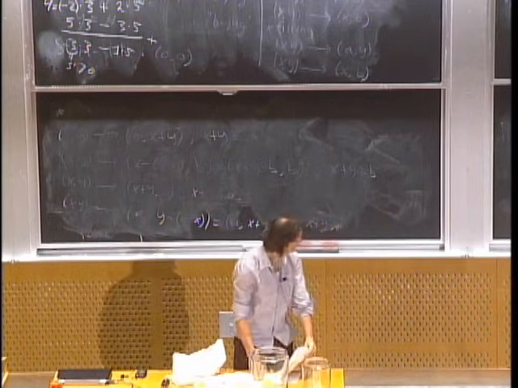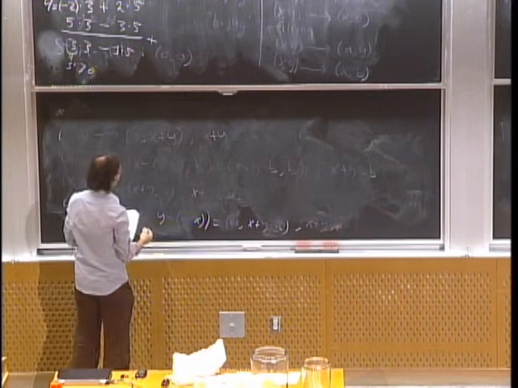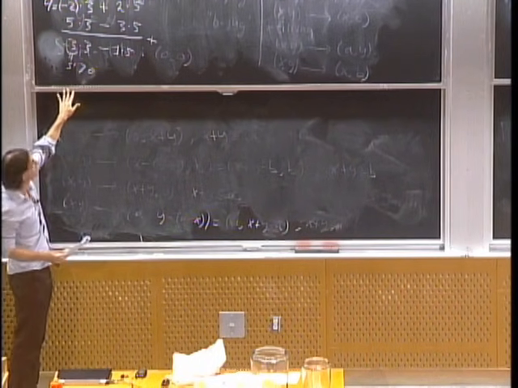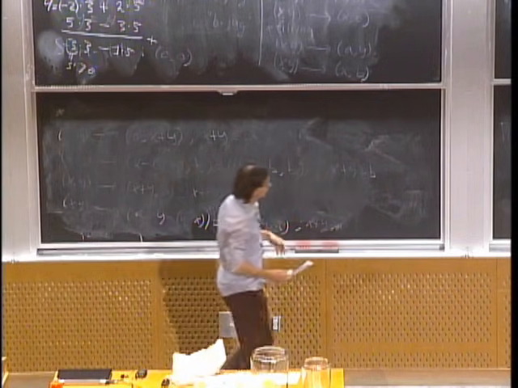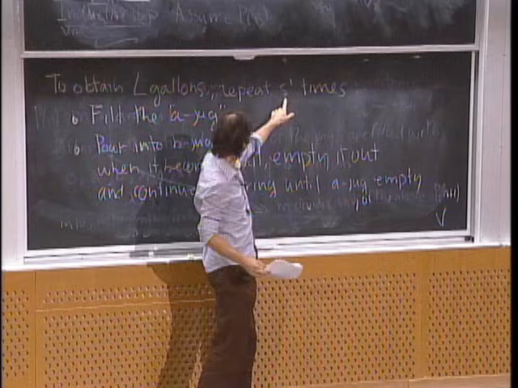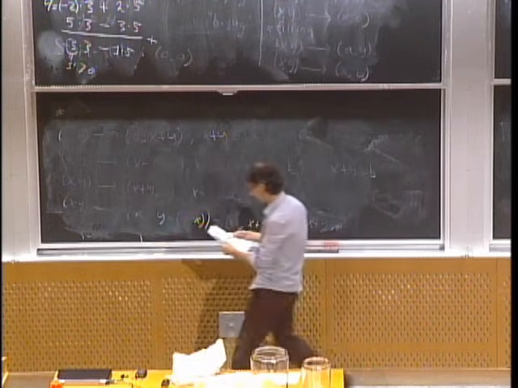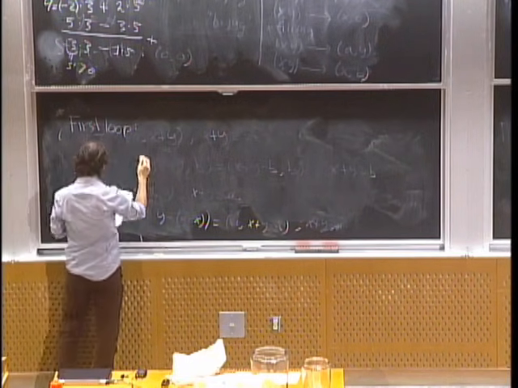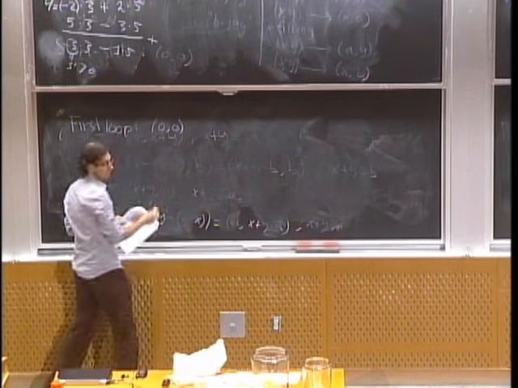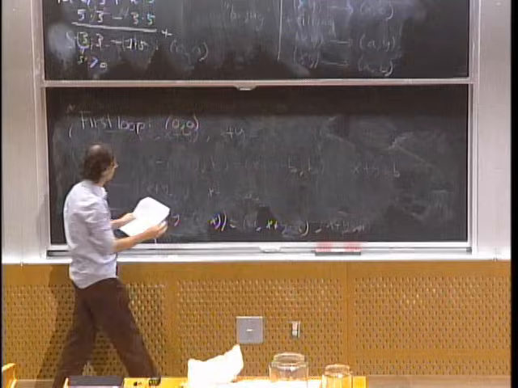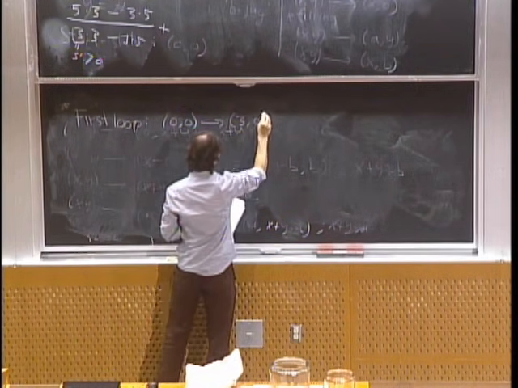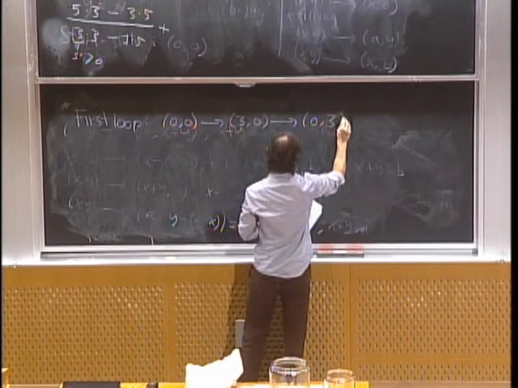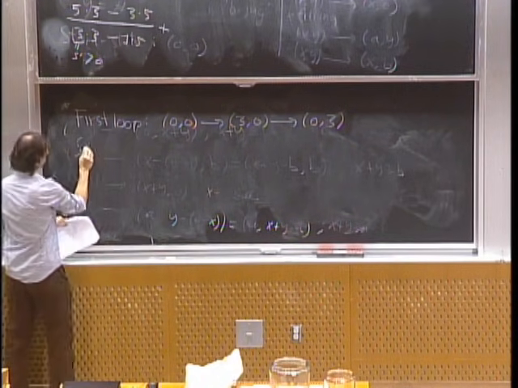So what did we do? Let's write it out. For our special linear combination over here, we have that 4 equals 3 times 3 minus 1 times 5. So we need to repeat this process 3 times. So let's do that. In our first loop, we will do the following. We start with the start state, the pair 0, 0. We're going to fill up the very first jug all the way up to its capacity, 3. And we pour it all over into the B jug. What happens in the second loop?